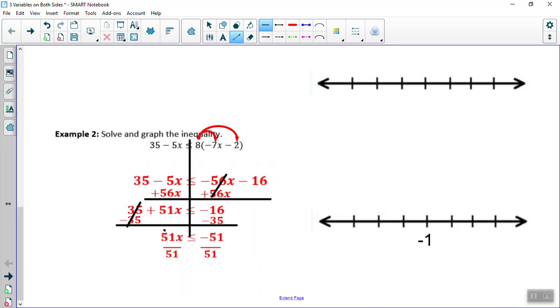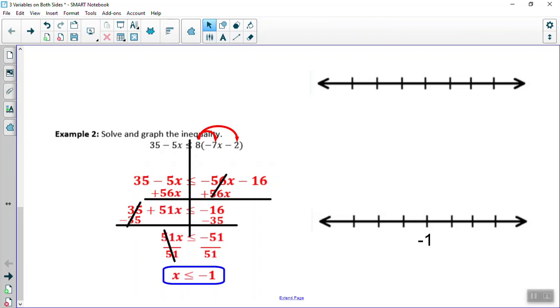I only flip it when the number I'm dividing by is negative. Doesn't matter that this up here is negative, it matters on the number that I'm actually dividing by. So I'm dividing by a positive 51, inequality stays the same. We get x is less than or equal to negative 1.